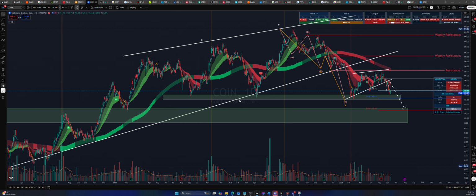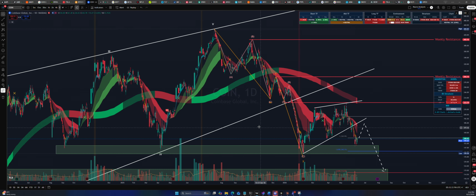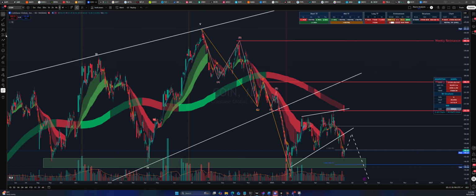So that's what I'm seeing in coin. Coin is one of them that if you're going long in coin, as I've said, let's use risk to reward, how I will plan the trade. I'm looking to go long coin here.